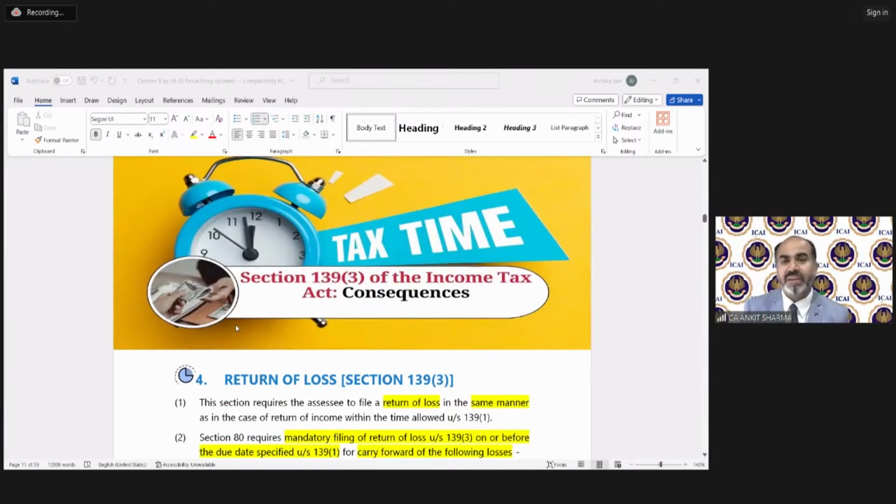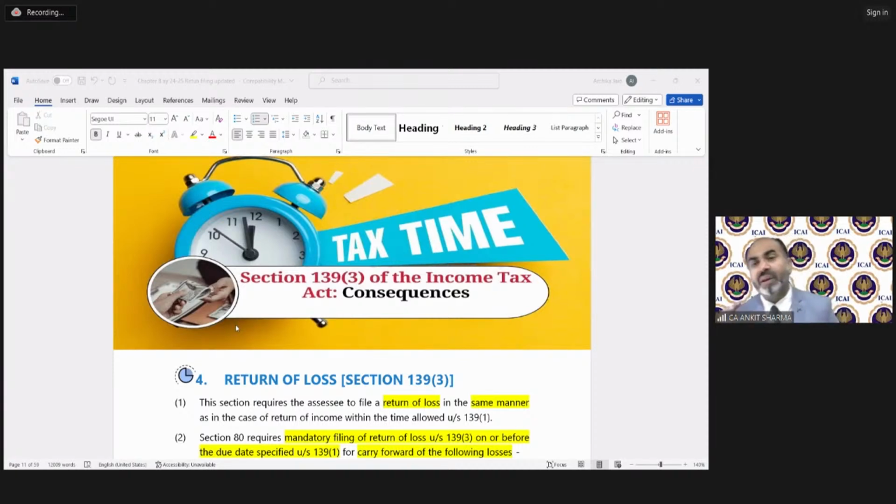Section 139(3) of the Income Tax Act says return of loss. You must have gone through the provisions of set off of losses, in which you might have understood the provisions regarding losses under income from house property, business losses, speculation losses, losses from maintaining horse races, then capital gain long-term loss, short-term loss, etc.